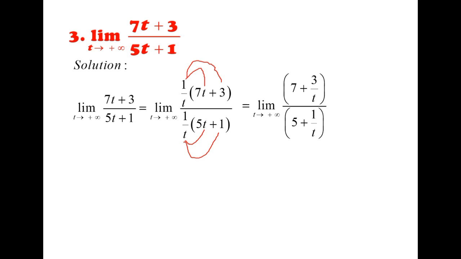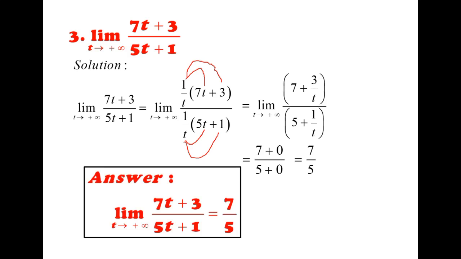So we have now the limit of the quantity 7 plus 3 over t, all over 5 plus 1 over t, as t approaches positive infinity. With that, the limit of the constant is still the constant. So 7 plus, the limit of 3 over t is 0. Then copy the 5, then 5, then the limit of 1 over t is 0. So we now have 7 over 5 as the value.